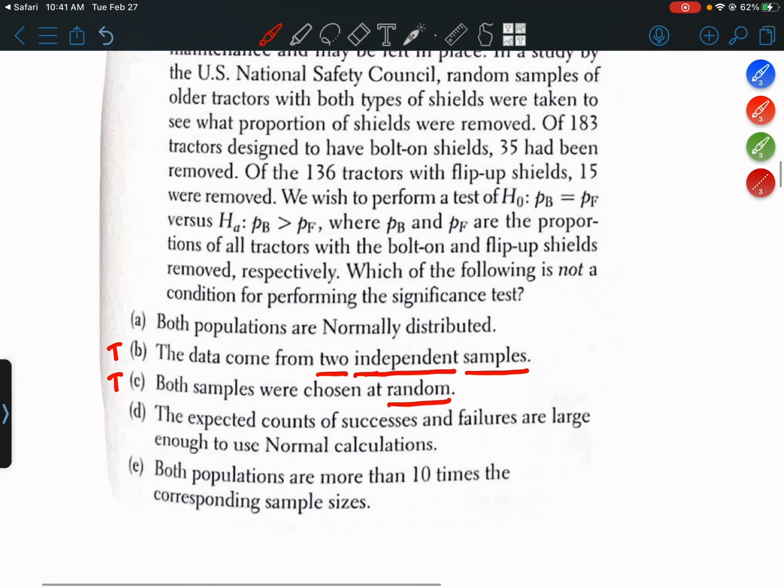Choice D, the expected counts of successes and failures are large enough to use normal calculations. Notice the use of the words large and counts. This statement is referring to the large counts condition, and we know that large enough means 10 or more. So that statement is true.